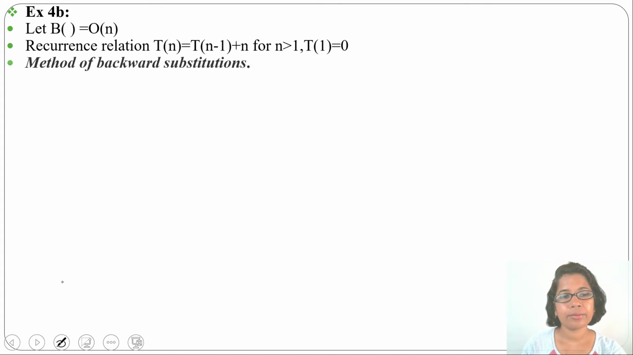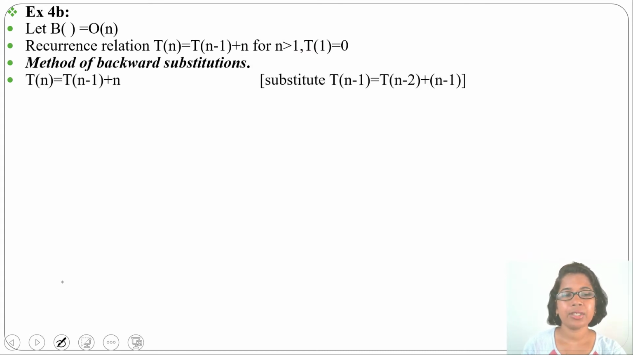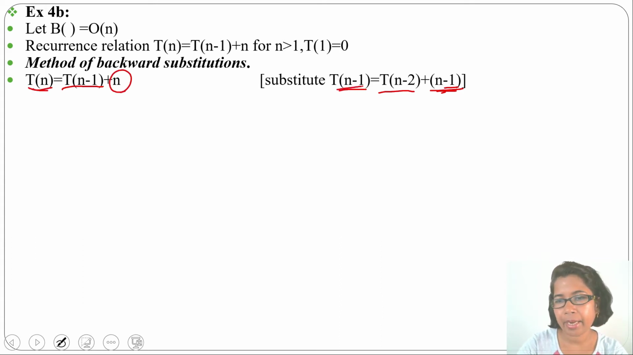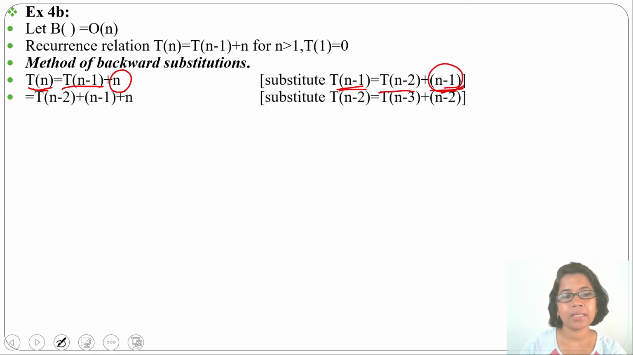Let's apply the backward substitution method. Now the recurrence relation is T of n equals T of n minus 1 plus n. In place of this T of n minus 1, we can substitute T of n minus 2 plus n minus 1. Why n minus 1? You can mark that when here T(n), here is n. So when it is n minus 1, here it will be n minus 1. After substitution, we will get T of n minus 2 plus n minus 1 plus n.